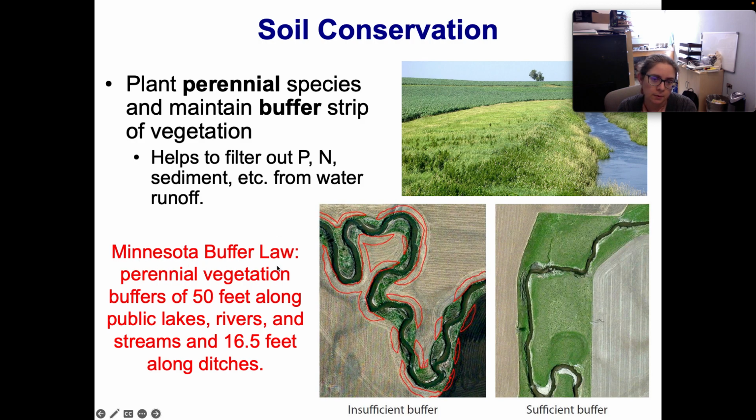So I also wanted to point out, in Minnesota, they have a buffer law. They require perennial vegetation buffers of 50 feet along public lakes, rivers, and streams, and 16.5 feet along ditches. So that means that you can't farm right up to the water, and that helps prevent erosion, and it helps farmers keep their topsoil. But it also protects our water quality for any communities that are going to be taking up water downstream from the farm in order to use for drinking water or other uses.